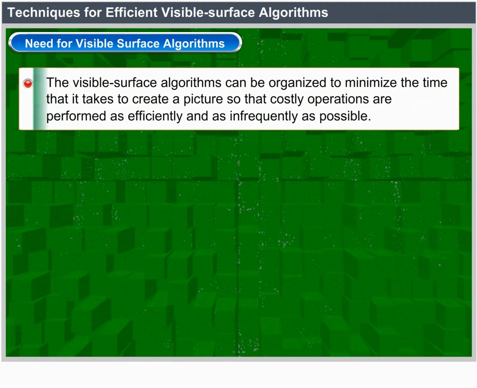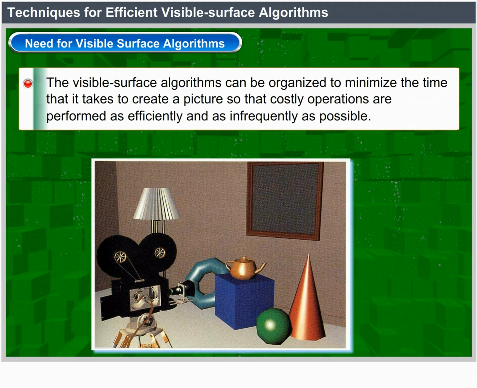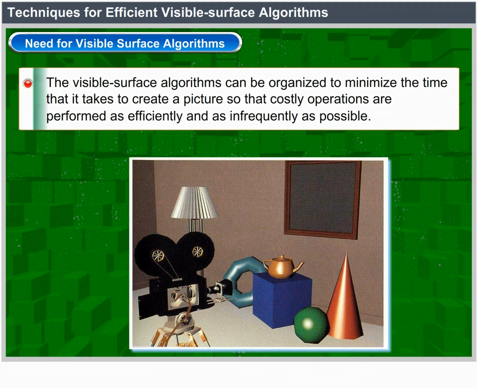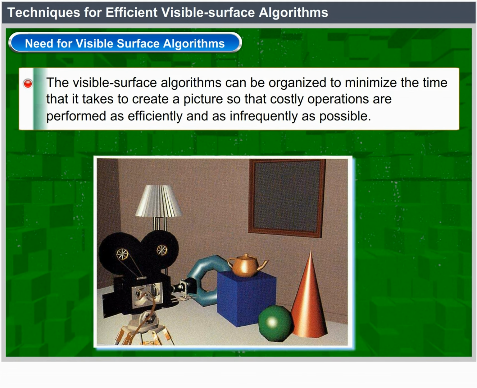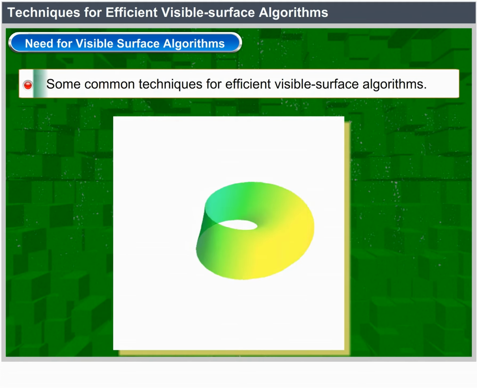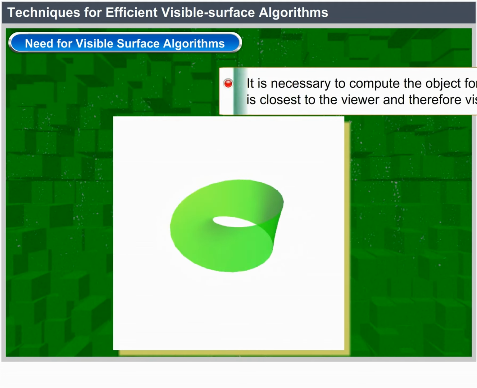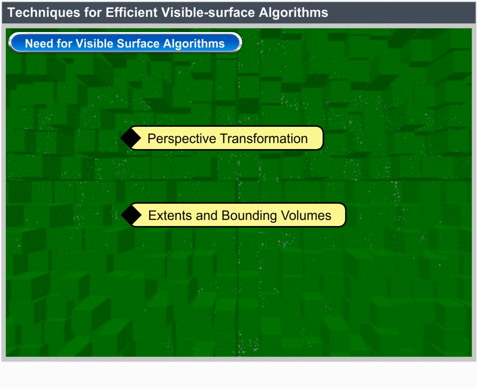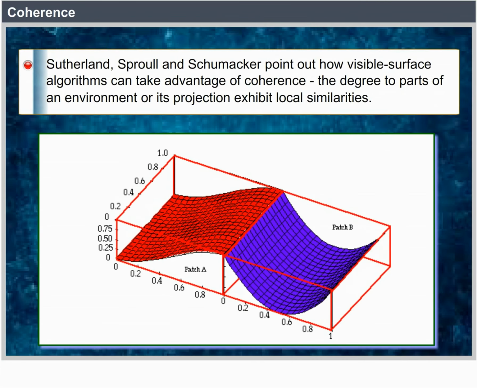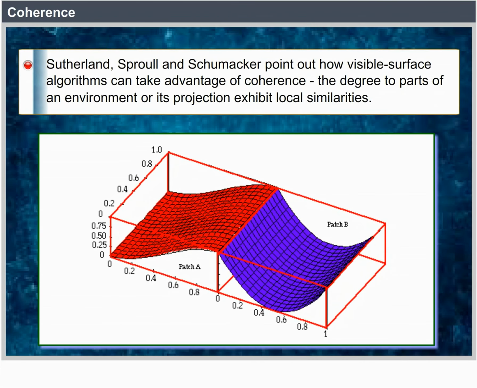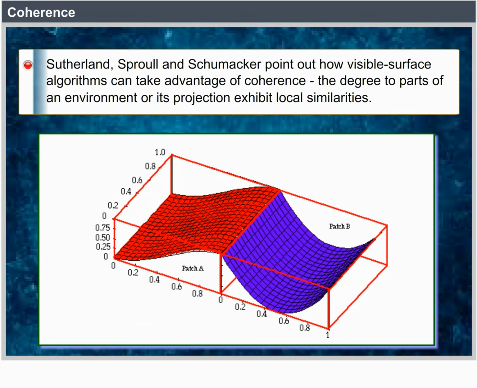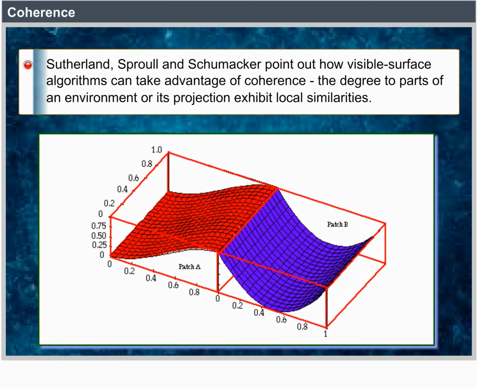To minimize the time that it takes to create a picture, we must organize visible surface algorithms so that costly operations are performed as efficiently and as infrequently as possible. Some general techniques for efficient visible surface algorithms: coherence, perspective transformation, extents and bounding volumes, backculling. Coherence. Sutherland, Sproull and Schumacher point out how visible surface algorithms can take advantage of coherence, the degree to which parts of an environment or its projection exhibit local similarities.